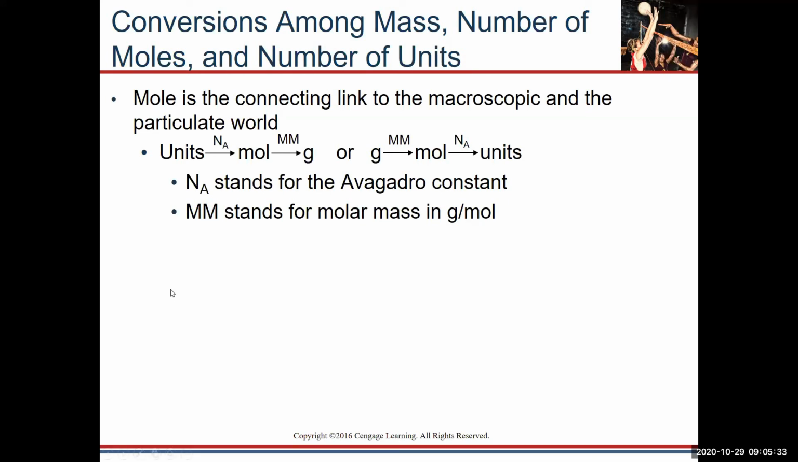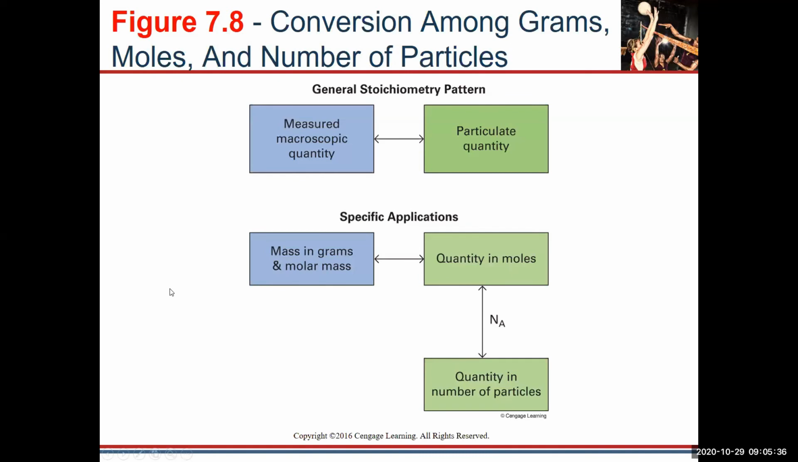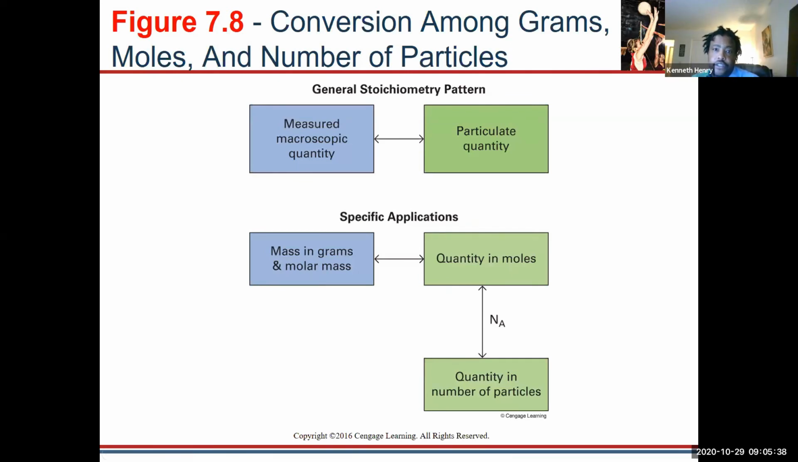Excellent. This is just basically another flow chart showing you exactly the same thing. If you're given mass in grams, if you have molar mass, you can get moles. If you're given moles, you can get quantity, and you can go between all of these. So you've got to be flexible. You can't be just one way. Are we good?